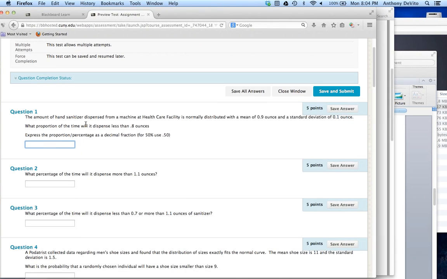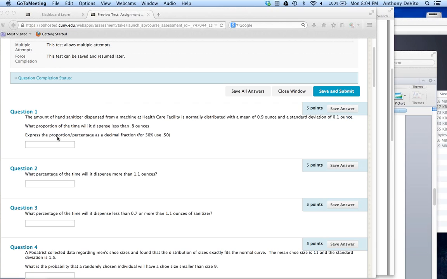Okay, number one, the amount of hand sanitizer dispensed from a machine at a healthcare facility is normally distributed with a mean of 0.9 ounces and a standard deviation of 0.1 ounces. What proportion of the time will it dispense less than 0.8 ounces? Well, how am I going to figure that out?